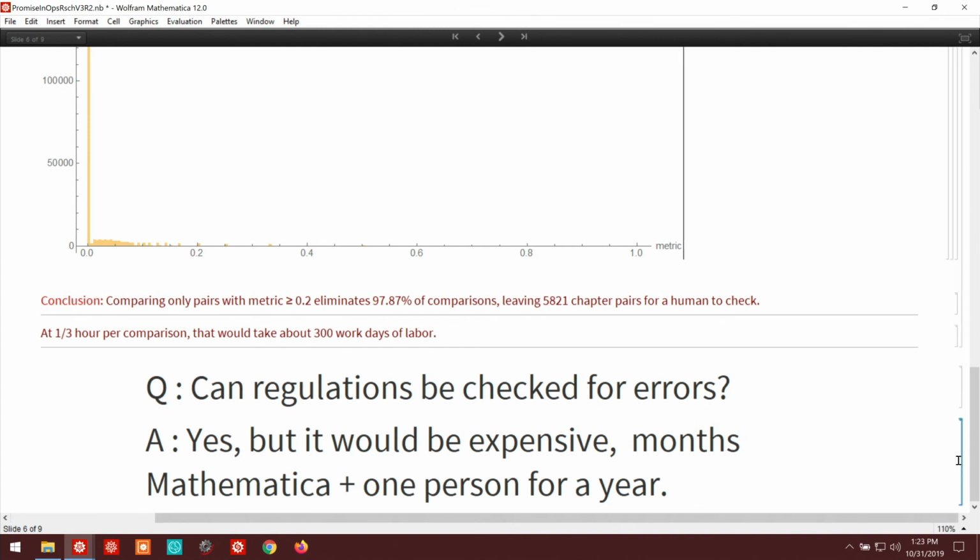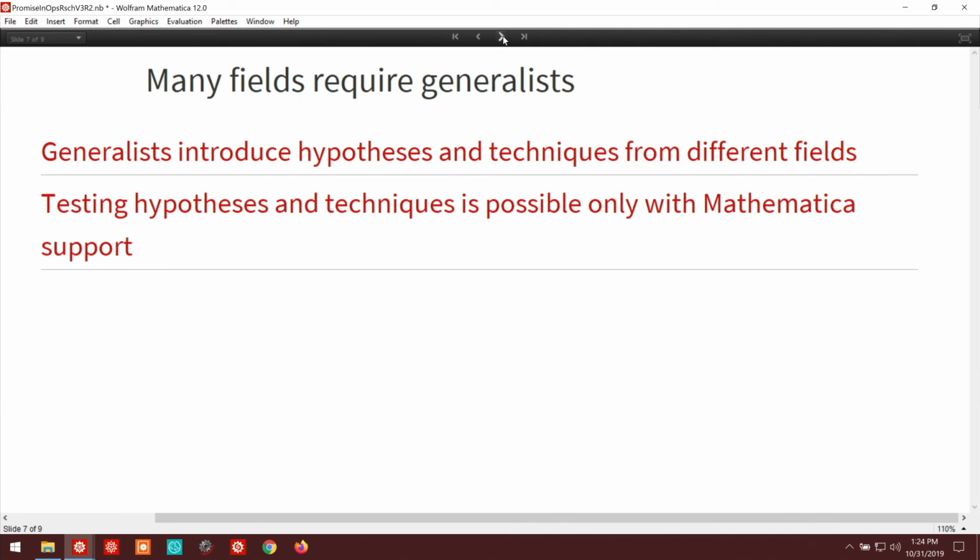Okay, so one more slide and we are done. Have about a minute to do it. Okay, many fields require generalists. Generalists introduce hypotheses, and you can see that we had quite a bunch of hypotheses there.